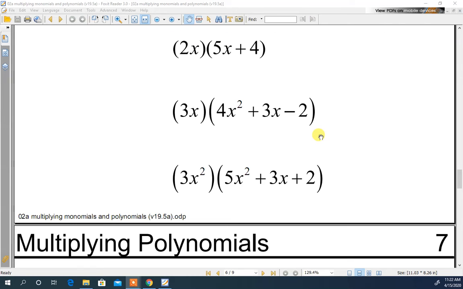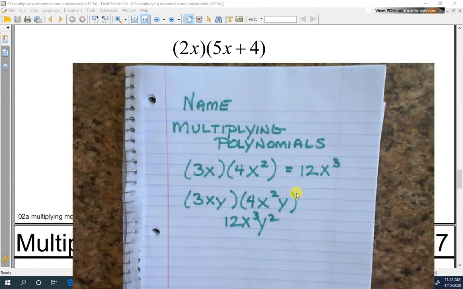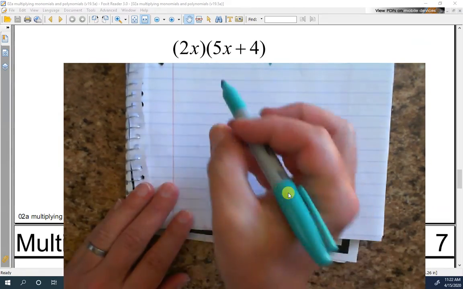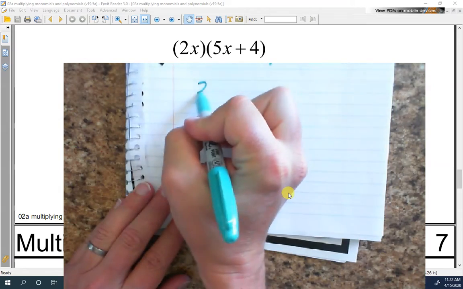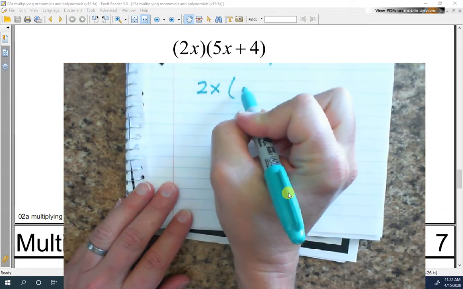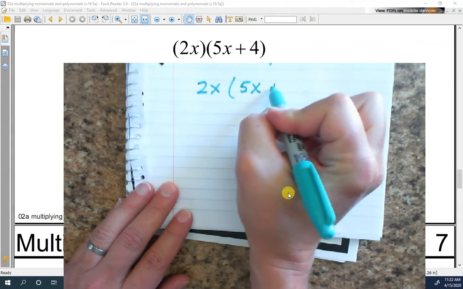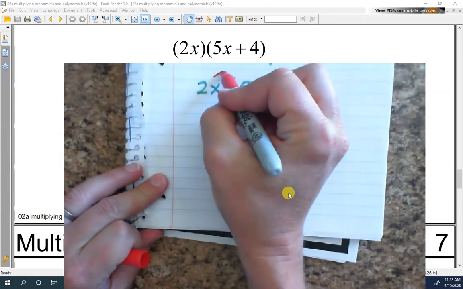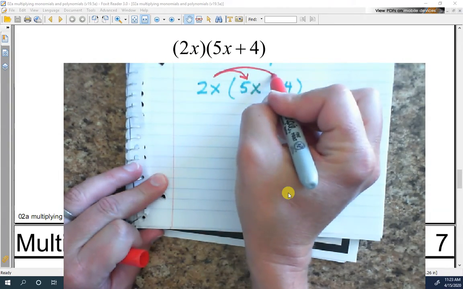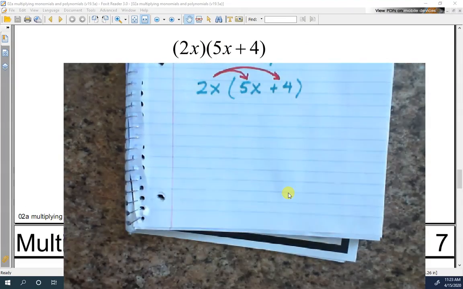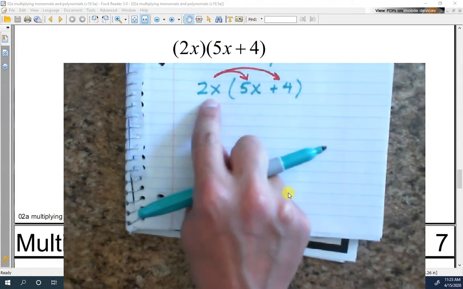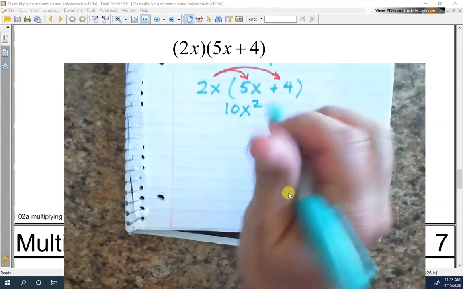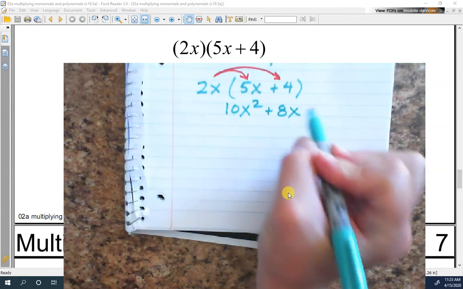Let's do this top one in our notes. So now we're going to do it with some distribution. So I have 2x times 5x plus 4. Here's the distribution. So 2x times 5x is 10x squared, and 2x times 4 is 8x.